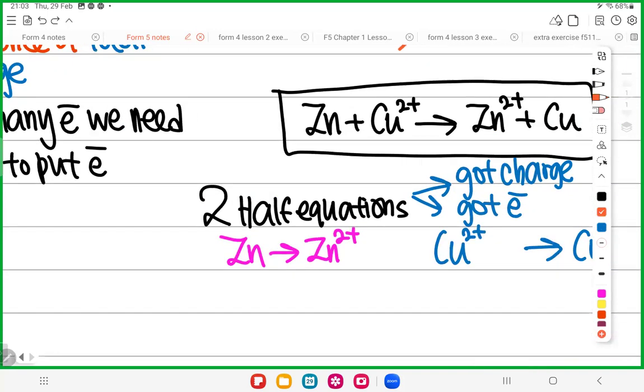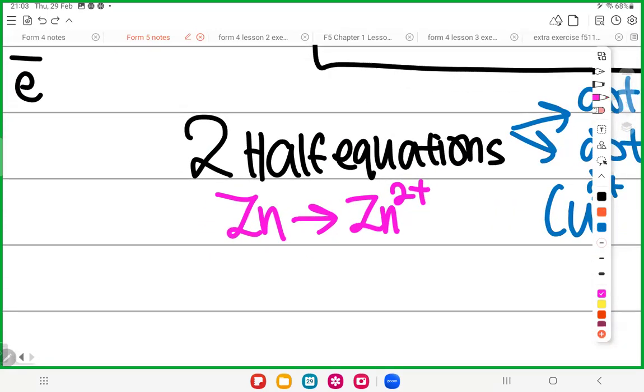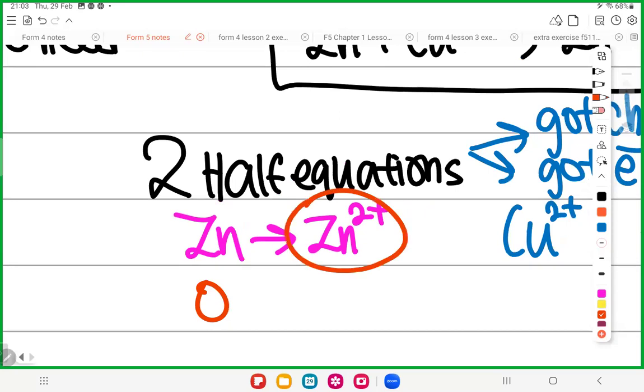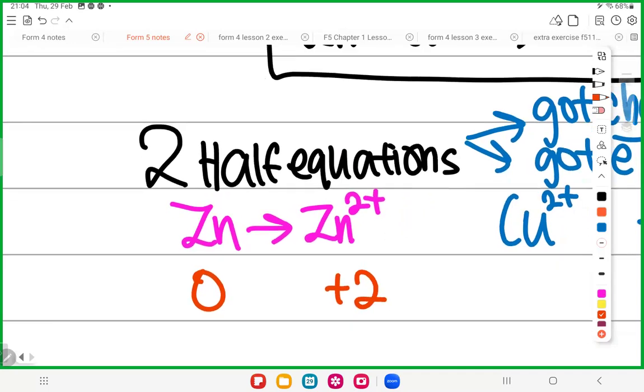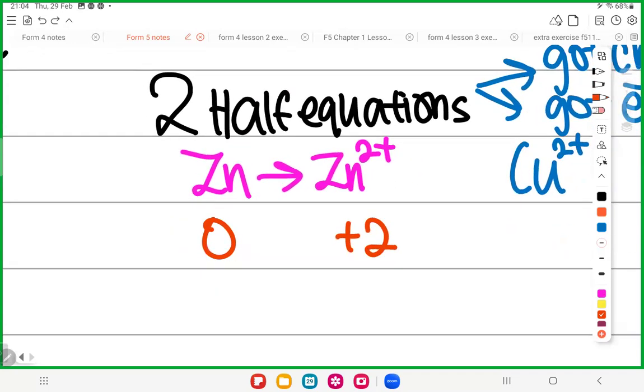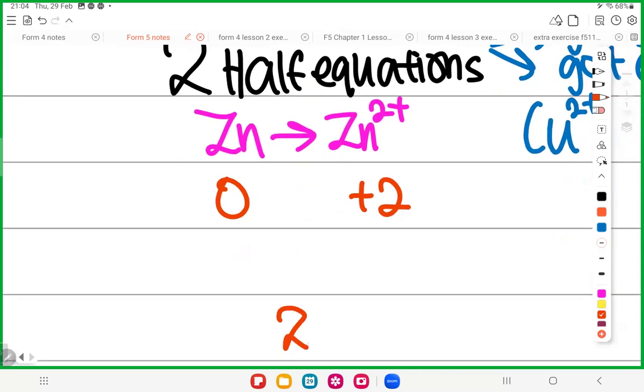Example, follow me, everyone. What is the total charge on the left-hand side here? 0, isn't it? What is the total charge on the right-hand side here? 2 plus, or we call plus 2, isn't it? 0 and plus 2. What is the difference? What is the gap? The gap is 2, right? So we need 2 electrons. Understand?